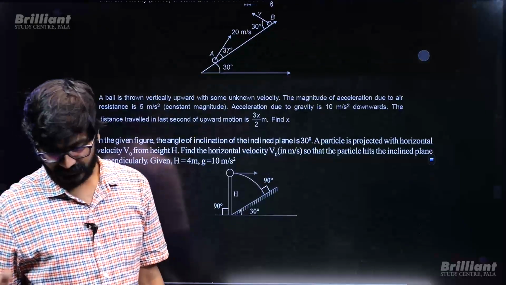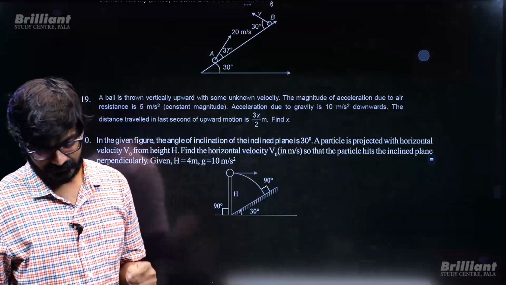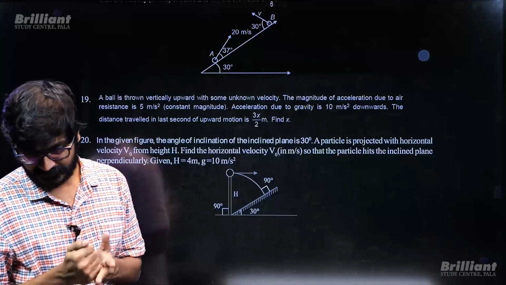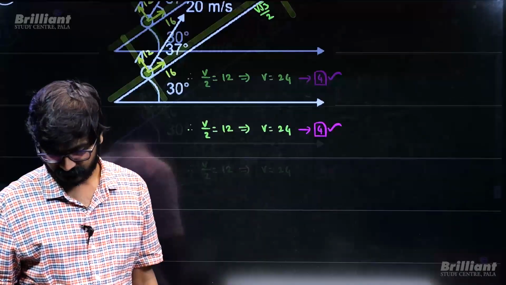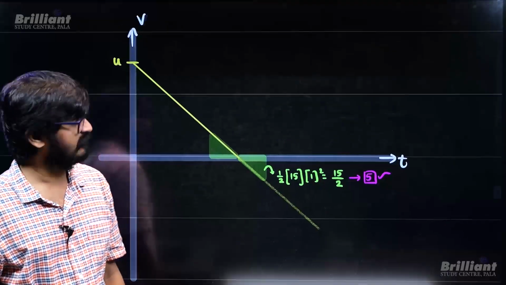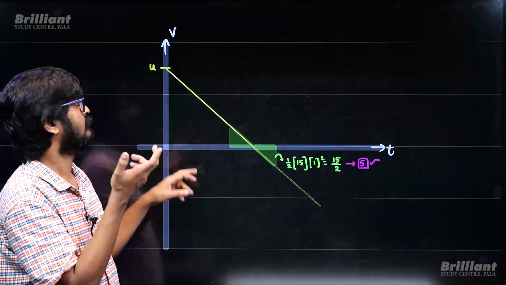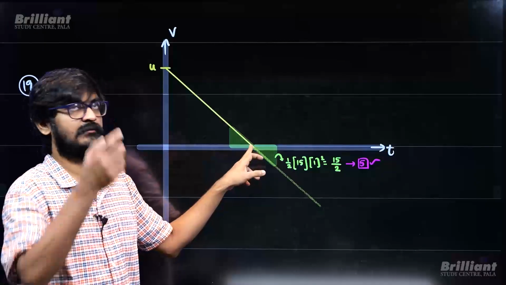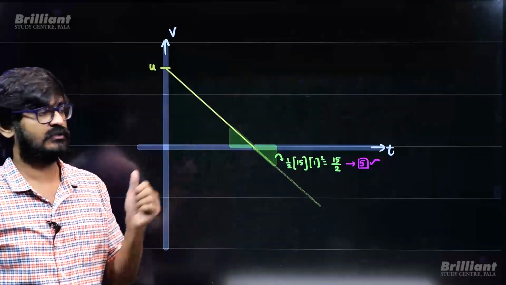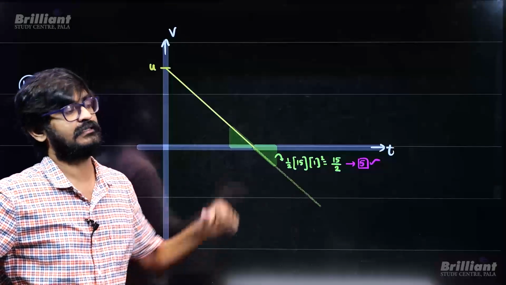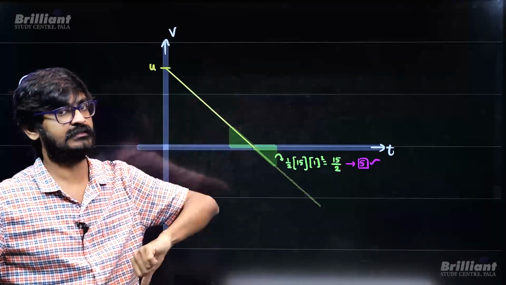A ball is thrown vertically upwards at some unknown velocity. The magnitude of acceleration due to air resistance is 5. The acceleration due to gravity is 10. Find the distance travelled in the last 1 second of the upward motion. When I plot the V-t graph, initial velocity is u and it is decelerating at a constant rate, becoming 0 at the topmost point. This deceleration is 15, because acceleration due to gravity is 10 and due to air resistance it is 5.